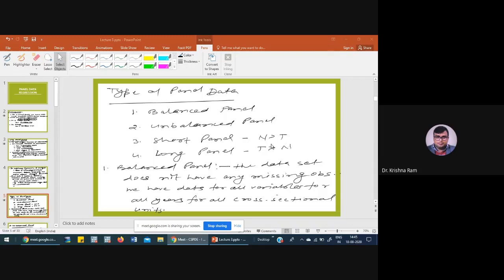We'll talk more about short panel and long panel, why we have categorized panel data into these two parts, and how it is going to affect our estimation when we actually apply fixed effect and random effect methods for estimating the panel data regression model. But we'll come to that later.